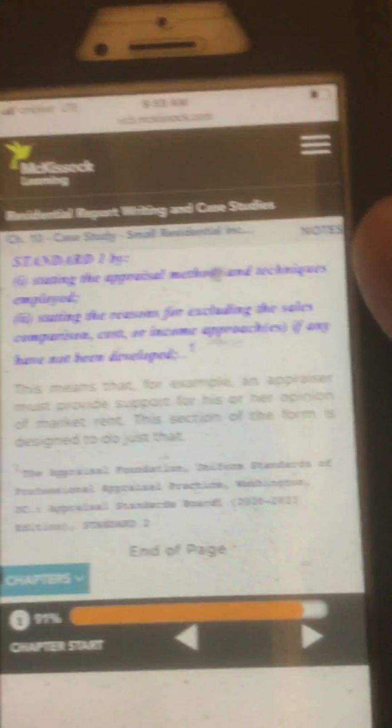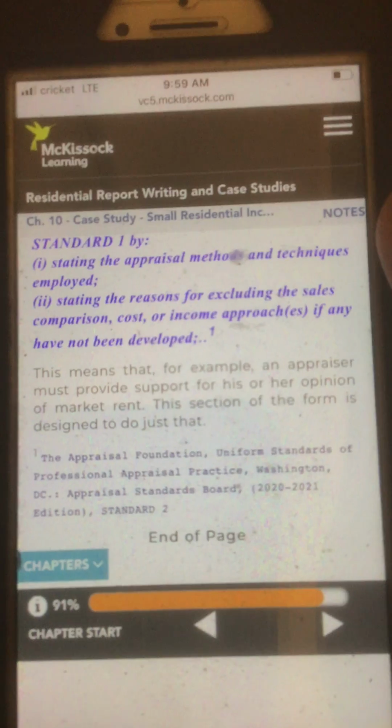The Appraisal Foundation, Uniform Standards of Professional Appraisal Practice, Washington, D.C. Appraisal Standards Board, 2020-21 edition, Standards 2, end of page.